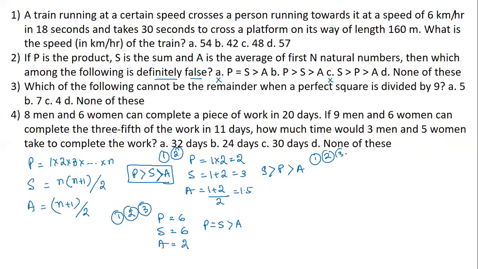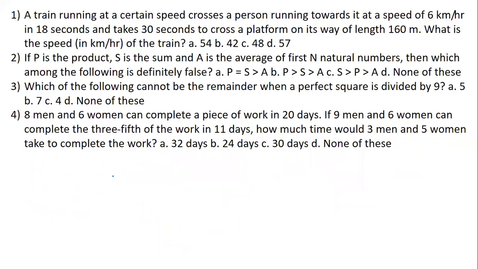So 1, 2, 3, and 4. These are 4 numbers. So the product would be 4 into 3, 12, 12 into 2, 24. Sum would be 4 plus 3, which is 7, 7 plus 3, which is 10. And average would be 10 by 4, which is 2.5. Correct? So I can say that P is greater than S greater than A, which is what I have already told you in the beginning. So obviously B is not my answer. So it has to be option number D, which is none of these. None of these is definitely false. I hope it's understood.